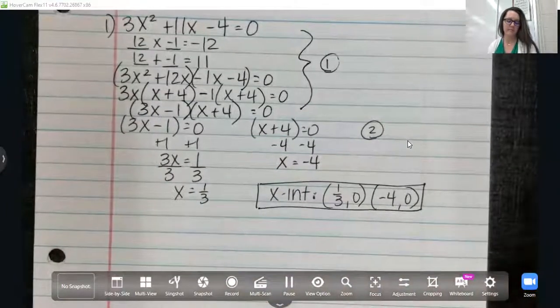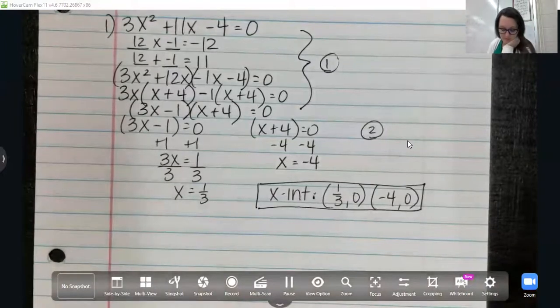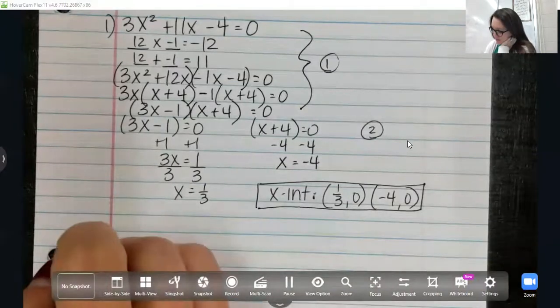Let's try another one. Let me get my examples over here. If I can, here we go. All right, let's try this one. This one's a little bit different.